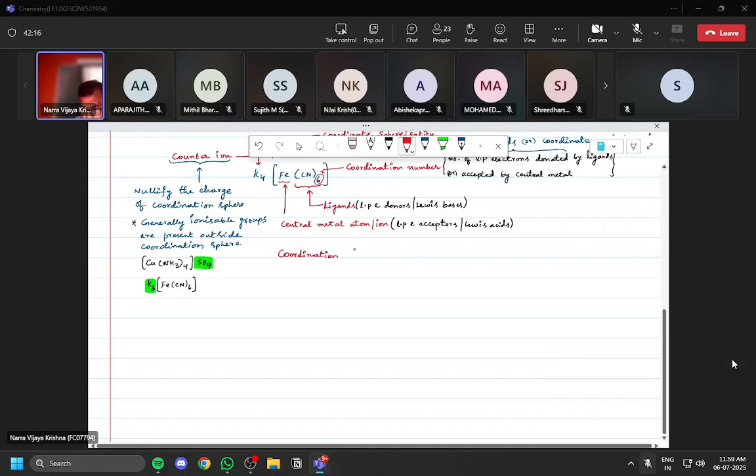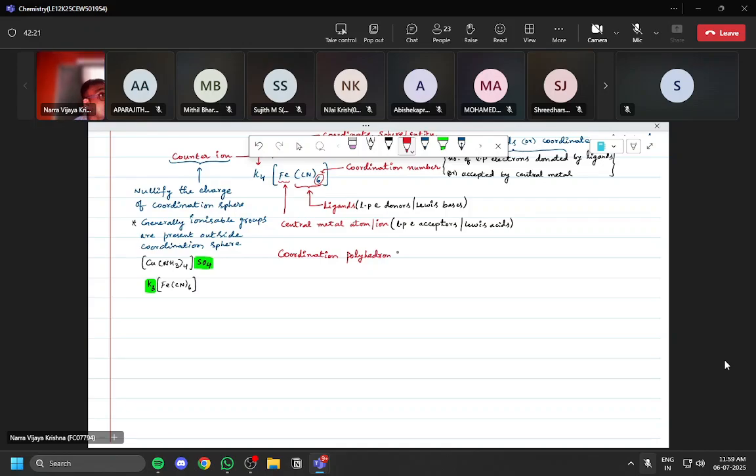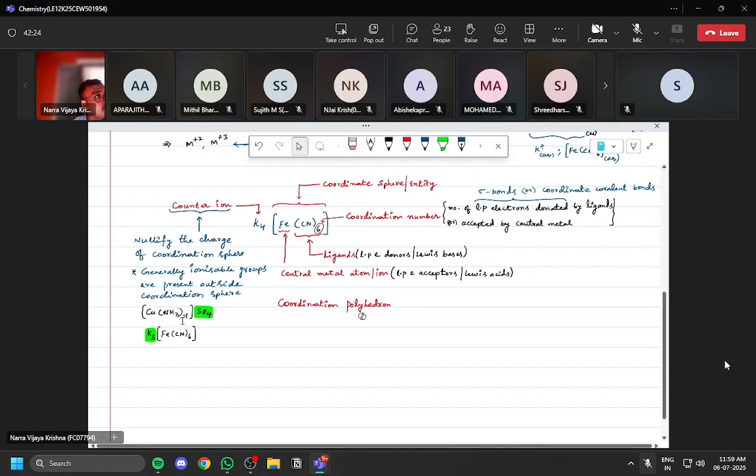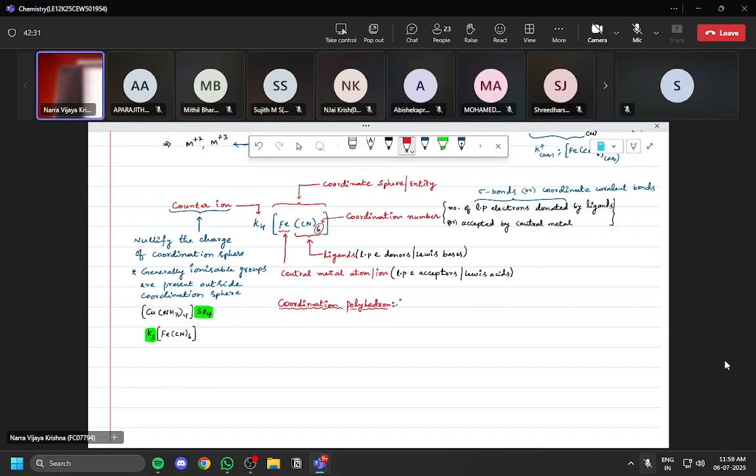Coordination polyhedron. Listen, based upon the number of ligands, because all ligands are forming sigma bonds. Why are we counting only sigma bonds, or coordinate covalent bonds? Coordinate covalent bonds are directional, right? Sigma bonds are directional, so they decide the geometry of the molecule. This is the reason why we are counting only them.